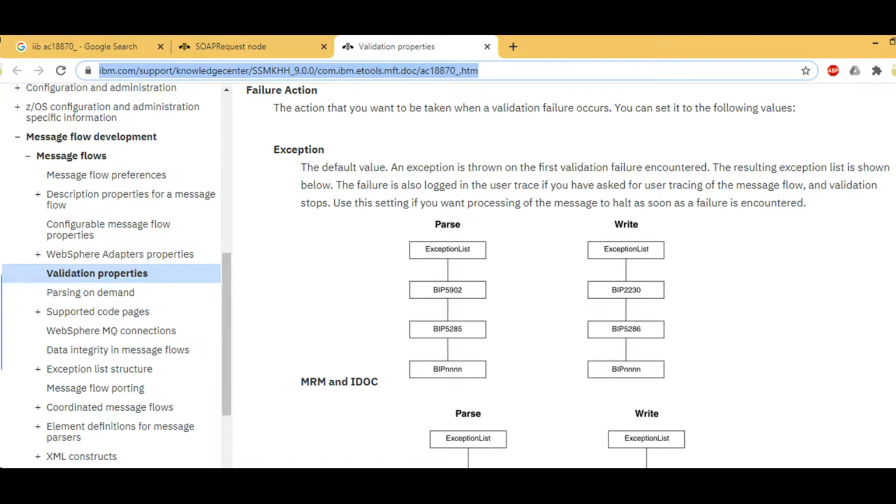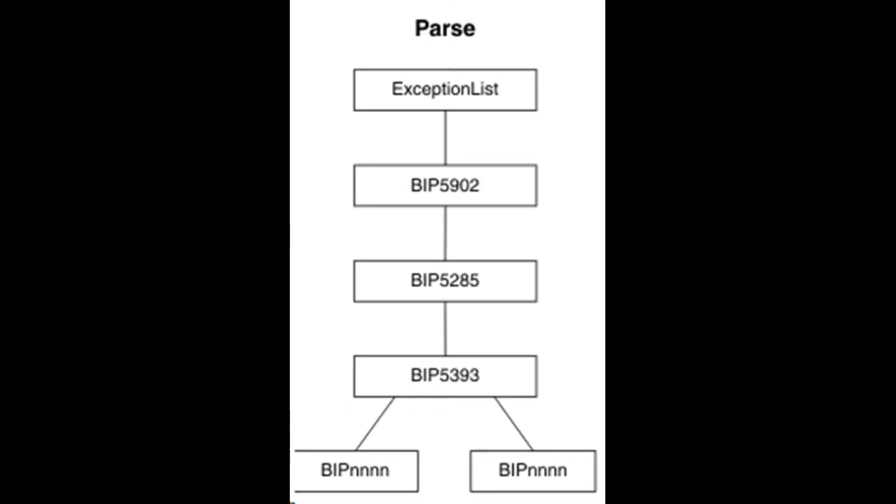There is a document on IBM Knowledge Center that explains the difference between exception, exception list, and other validation properties. Have a look. According to the document, we have to get BIP error 5902. What I understood as the difference between exception and exception list is that the exception setting causes the parsing to stop at the first failure. The exception list setting gives information on all the parsing errors. See the branching displayed in the block diagram for exception list.